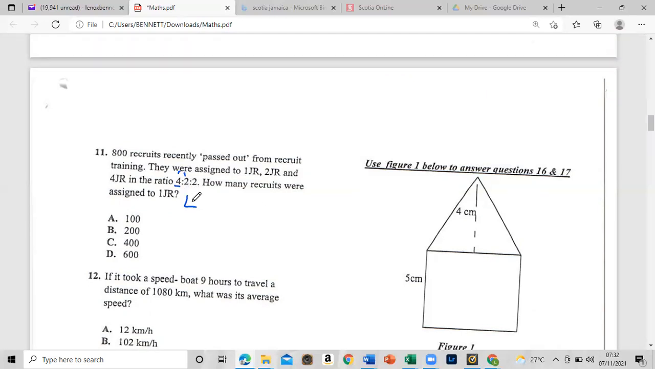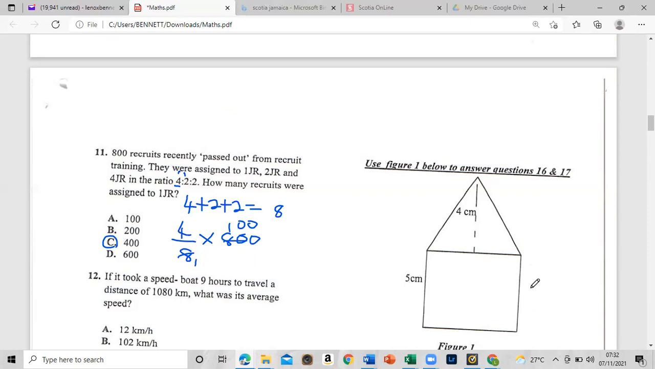But if someone does it the long way, 4 plus 2 plus 2 is going to give us 8. And then we have 4 over 8, and that's what represents the 1 JR, times the total, which is 800. And then 8 into 8, 1, 8 into 800, 100. And then we multiply 4 times 100, that's 400. We could have inspected the ratio. It's a half, 4 out of a total of 8.